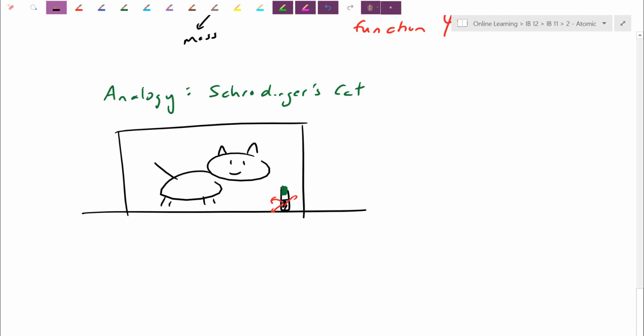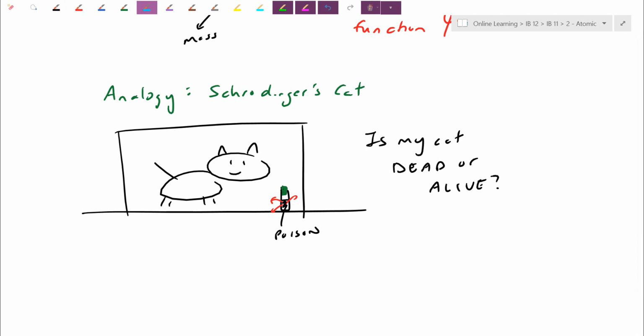We have our poison. And the question that he frames is, as long as the box is over top of the cat, I want to ask the question, is my cat dead or alive? Which one is it? Let's think about the options. Why might my cat be dead? Well, my cat will be dead if the poison has broken out, if it's leached through this sort of cork lid. Cat smells the poison. Oh, we have a dead cat. Boo.